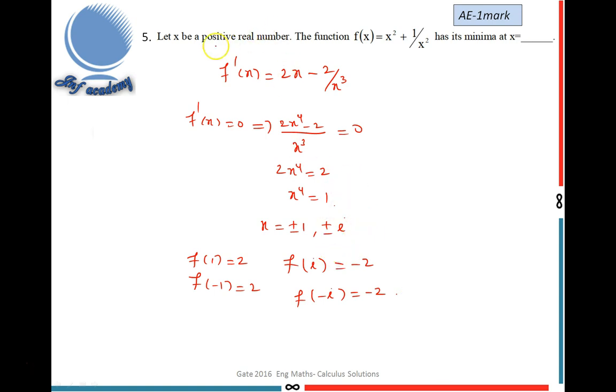Okay, here let x be a positive real number only. So you do not take plus or minus i and these two values. x is a positive real number. In that case, what is the minimum value? At 2 points the function f has minimum values, these 2 points 1 and minus 1, but also one condition is given, positive real number. So x equal to 1 is the correct answer.